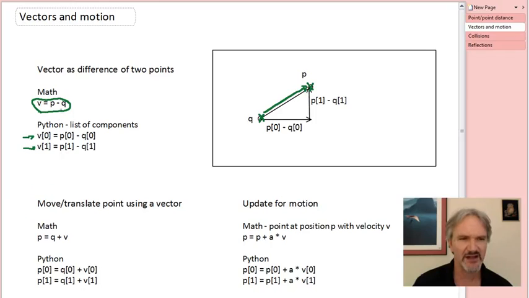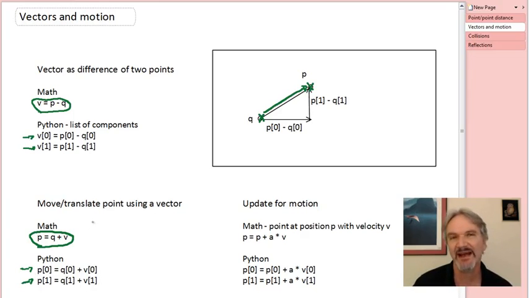So notice I could take this equation up here and I could rewrite it as P is equal to Q plus V. A point is equal to a point plus a vector. So in Python, I might write it something like this. Now, why would I want to have this?